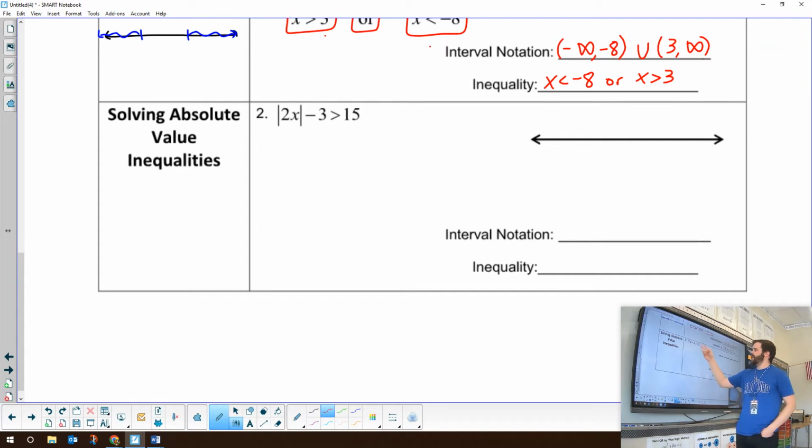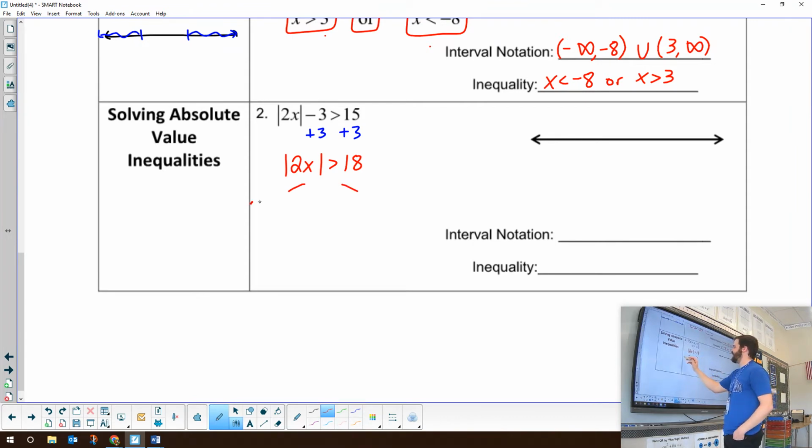So on number 2, there's my absolute value. The first step always is to get that absolute value by itself. Okay? So to get that absolute value by itself, I need to add 3 to both sides. So let's do that. Let's add 3 to both sides, and I'm going to get the absolute value of 2x is greater than 18. We don't make a decision on if it's an or an and until the absolute value is by itself. But now that the absolute value is by itself, I can split this up, and I can have 2x is greater than positive 18, or 2x is less than negative 18.